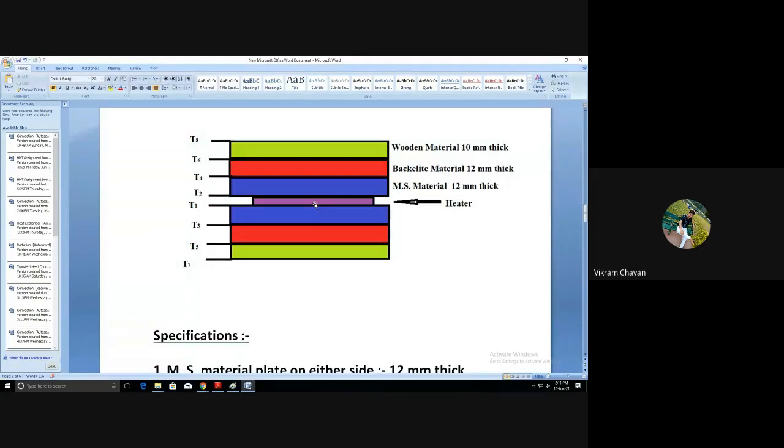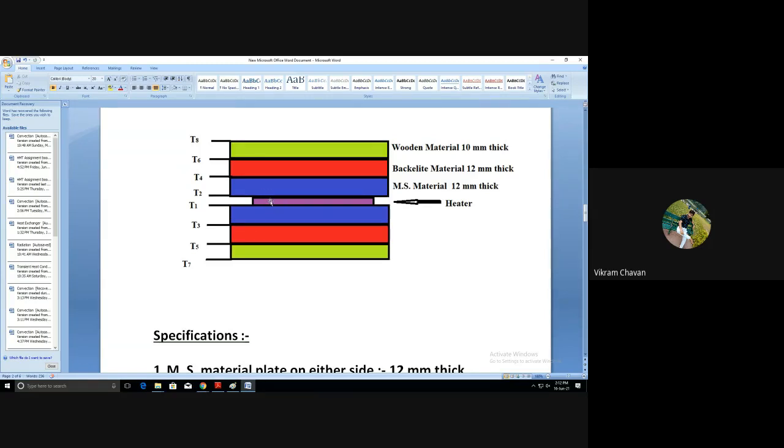Okay, where it touches the plate, you can see that the width or length of that particular heater is also very small, smaller than the plate thickness or plate length. So we require one material which will distribute the heat uniformly, and for that reason, above the heater and below the heater, we have placed the aluminum plate, which will do that particular function.